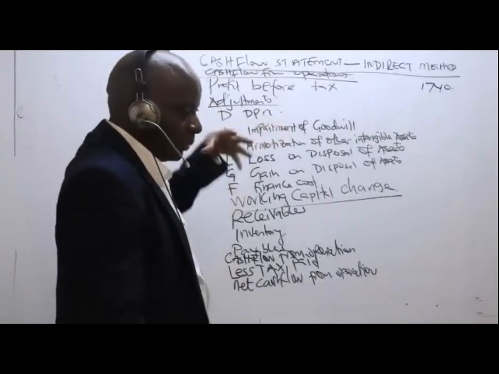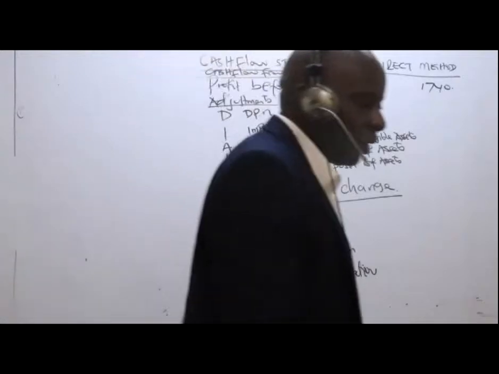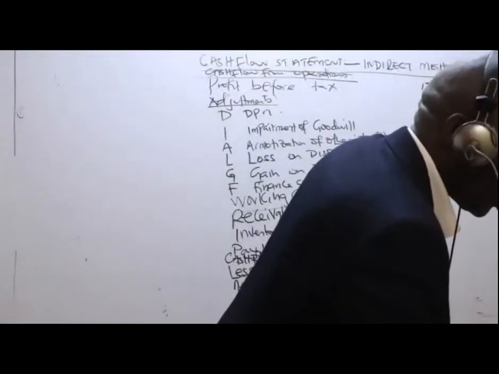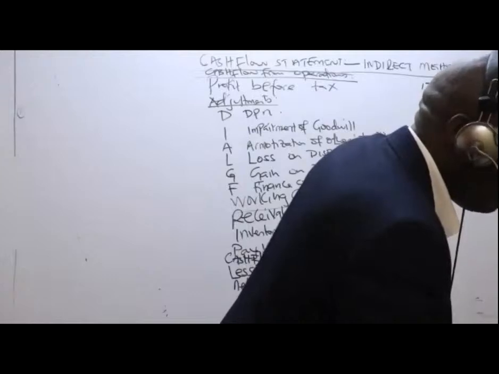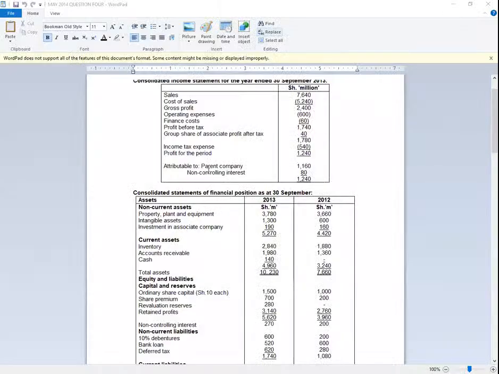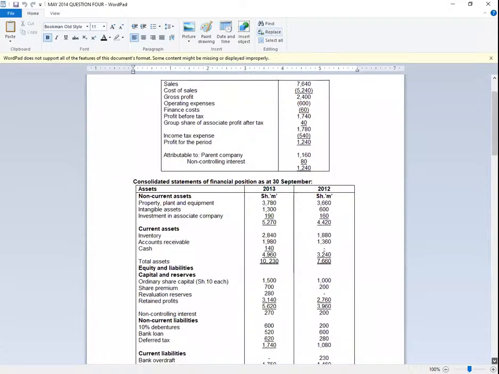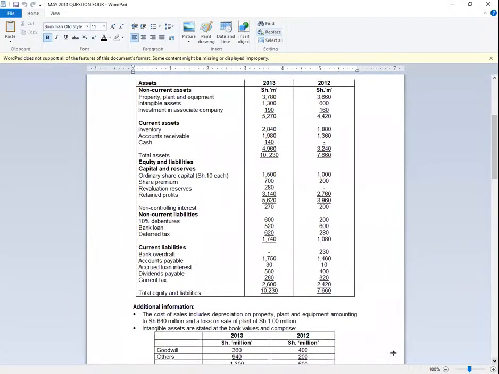Are you able to see the depreciation of the PPE in this question? Is there anybody who can see depreciation in this question? Oh, yes. I can see the cost of sales includes depreciation on property, plant and equipment amounting to 640.